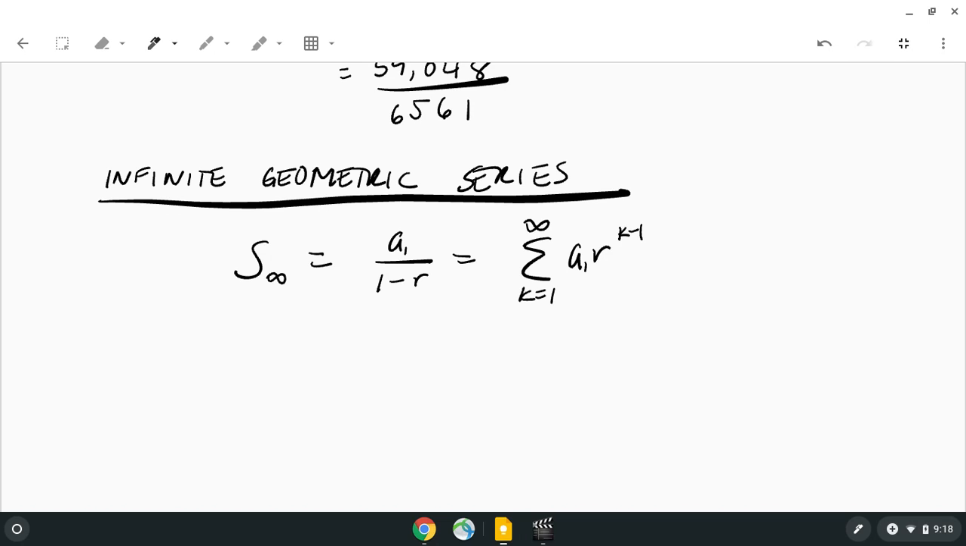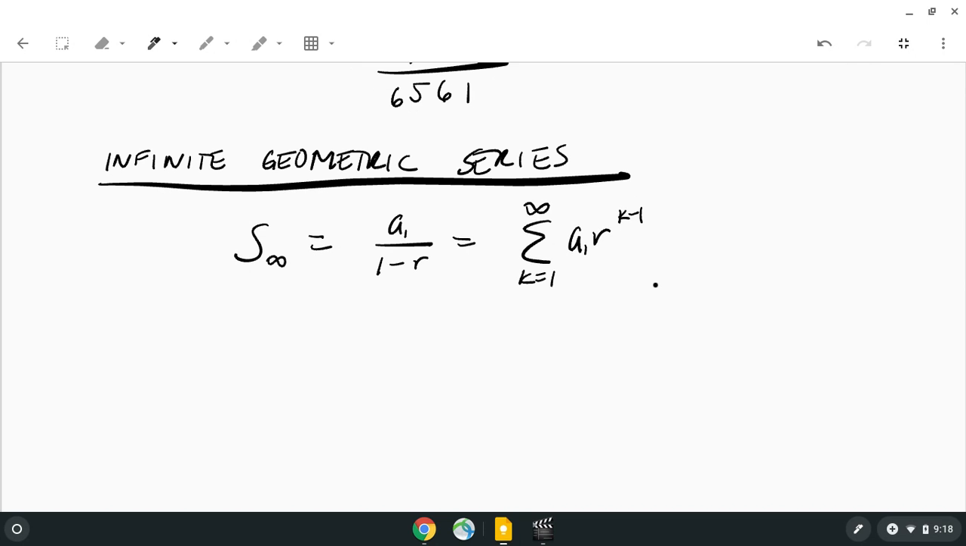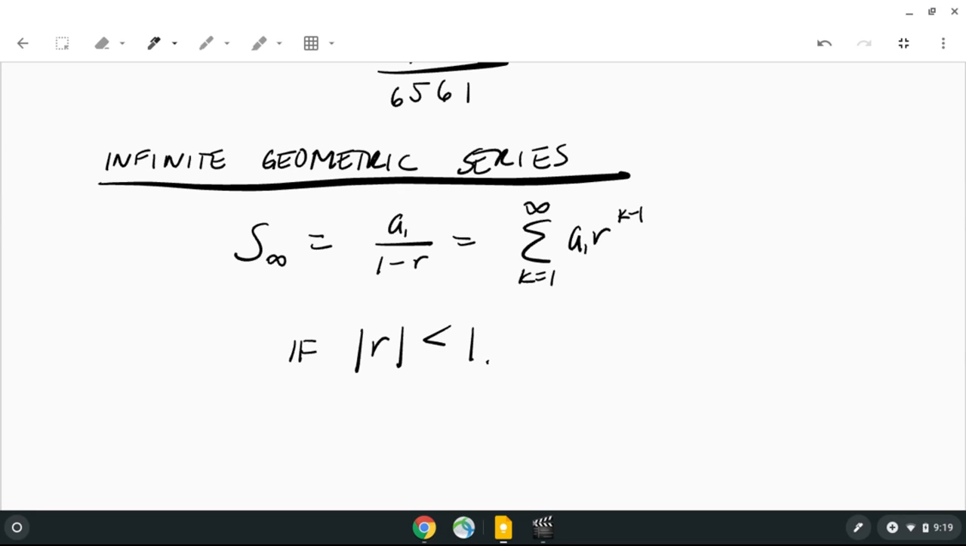Now here's the thing about this. This is true if the absolute value of r is less than 1. If the absolute value of r is greater than or equal to 1, then we say that the series diverges, and you wouldn't be able to use this formula. So that is pretty much it.